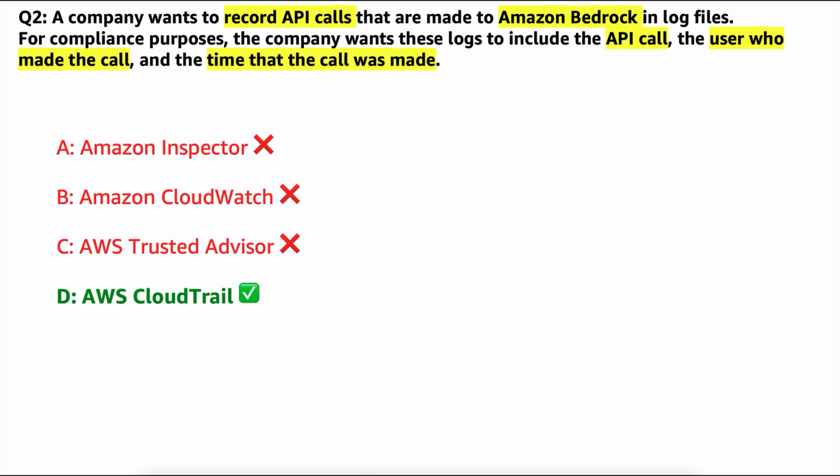CloudTrail automatically captures API calls made to AWS services, including Amazon Bedrock, and stores this information in log files that can be used for security analysis, compliance auditing, and operational troubleshooting. This is exactly what the company needs to meet their compliance requirements. Great job working through this systematic elimination process. This approach helps you understand not just the right answer, but why the other options don't meet the specific requirements.